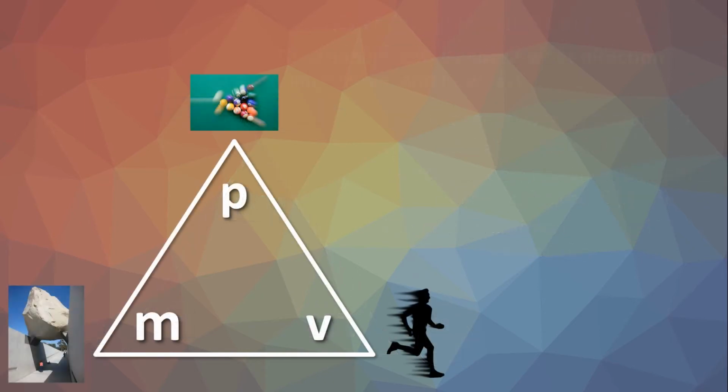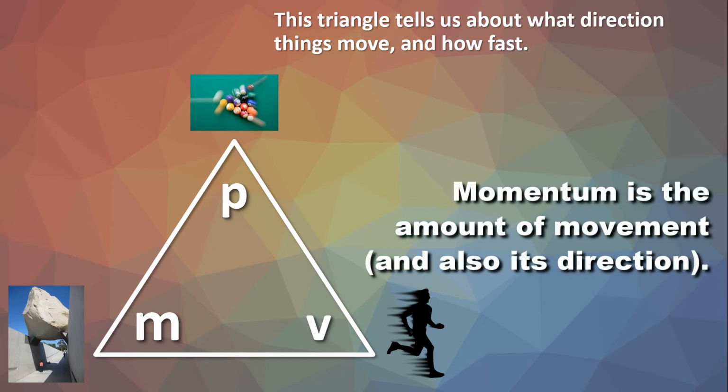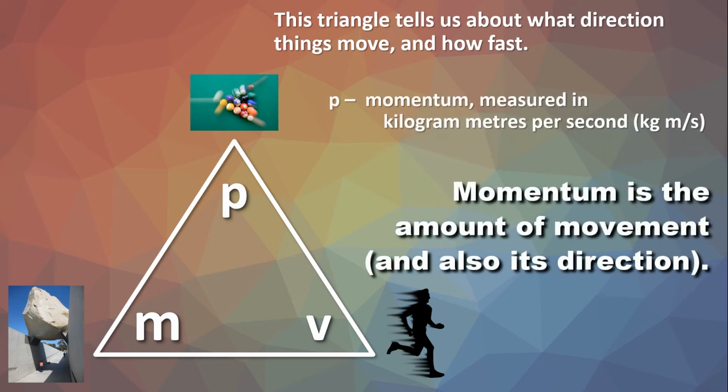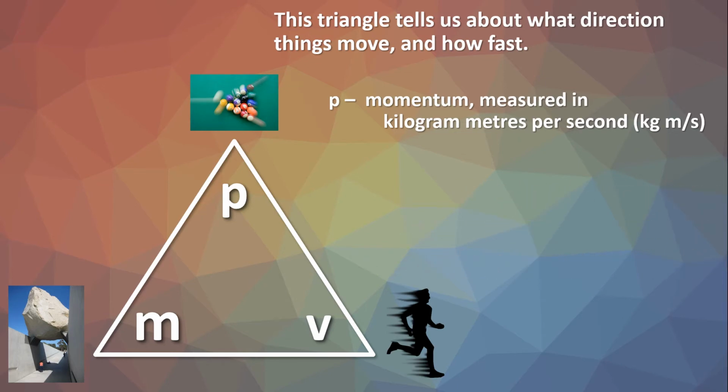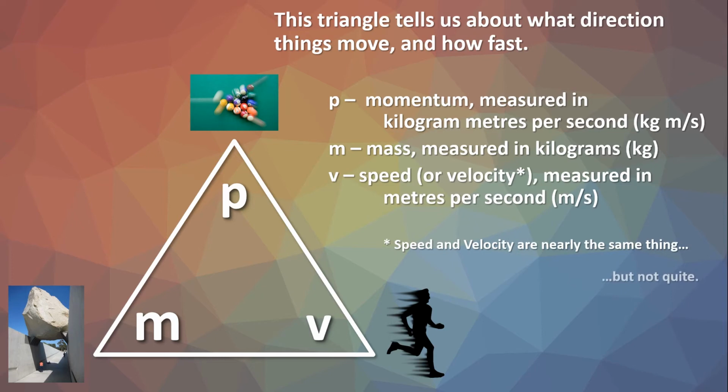Our next triangle is about momentum, which is about the amount of movement, which is already quite a difficult idea to think about. In this equation, p is momentum measured in kilogram meters per second. We use p so it is not confused with m, which is mass in kilograms, and then v is again the speed or velocity measured in meters per second.